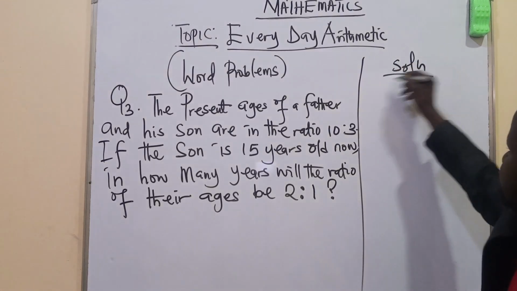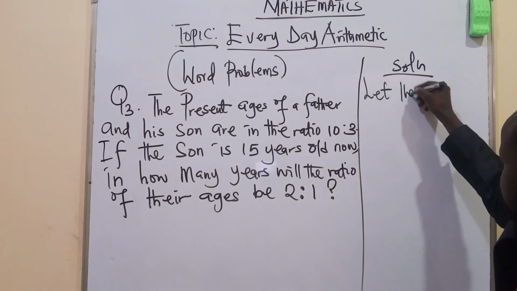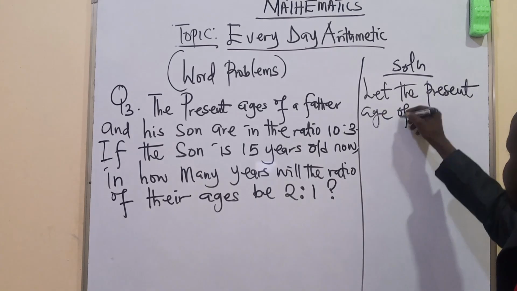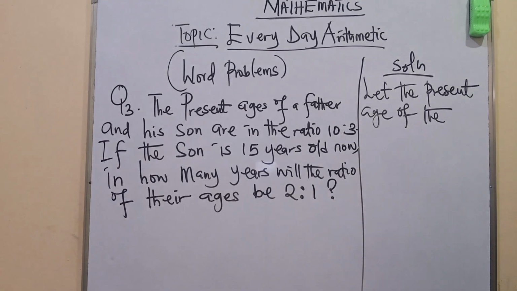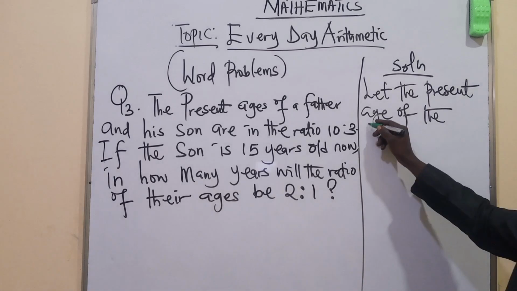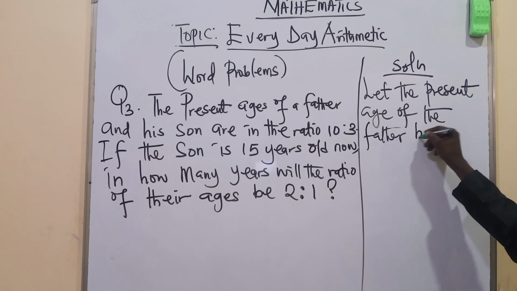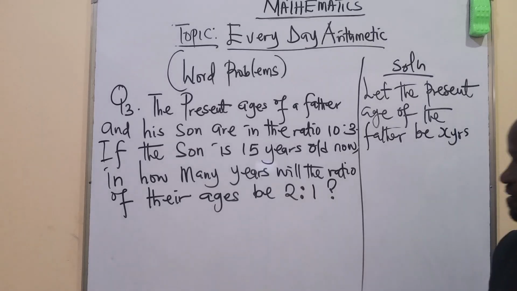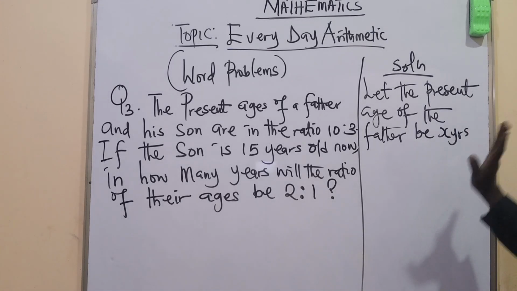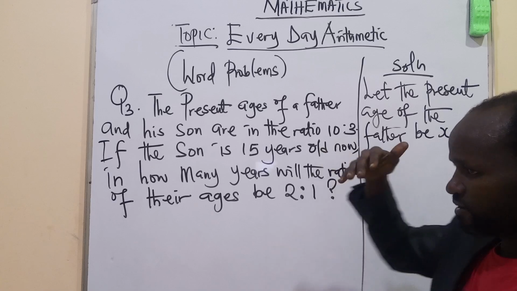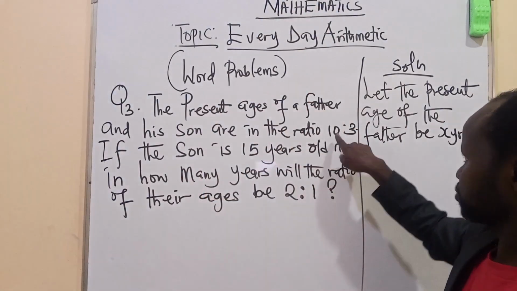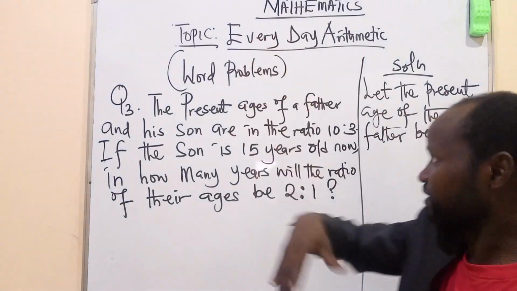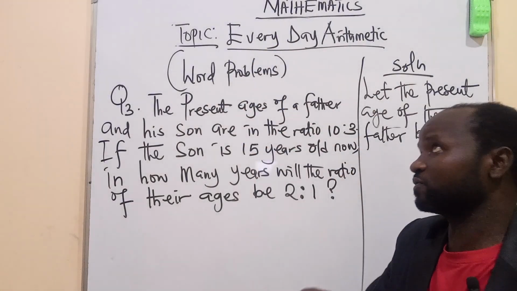Let the present age of the father be x years. And if you look at this very well, the father has to be older than the son. So this 10 is for the father, the 3 is for the son, because the higher the ratio, the higher will be the age, or the amount if it is money.